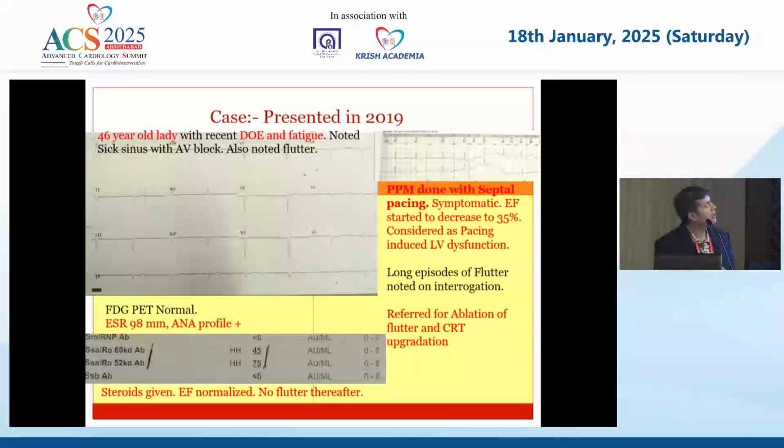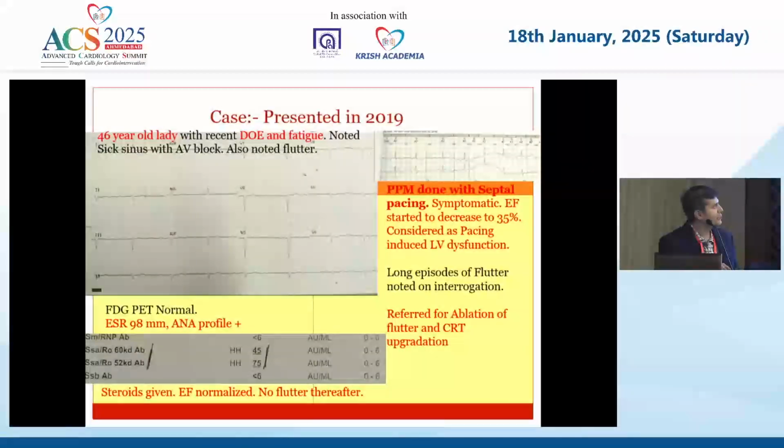Another lady, again diagnosed to have sick sinus plus AV block, and she had a pacemaker done. Ejection fraction decreased to 35% over a period of 1 year, and it was considered that you have paced and therefore LV dysfunction has set in. So she also had atrial flutter, and if you see, the pacing interrogation had continuous flutter, referred for ablation of flutter as well as treatment to upgrade to a CRT.